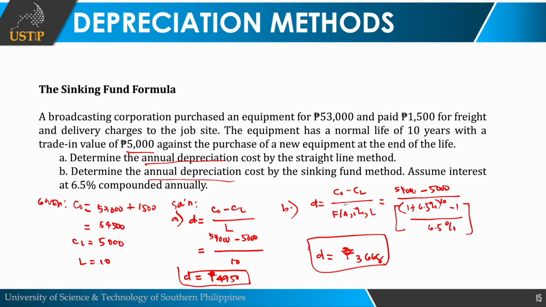That is why in our graph of the sinking fund method versus straight line, it is higher, because if your annual depreciation is smaller, of course your book value is larger, right? Okay, let's proceed to the next example.